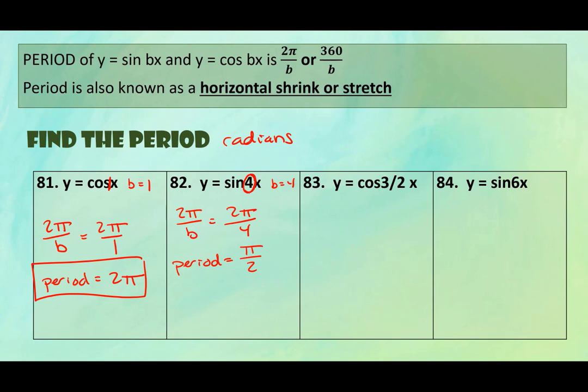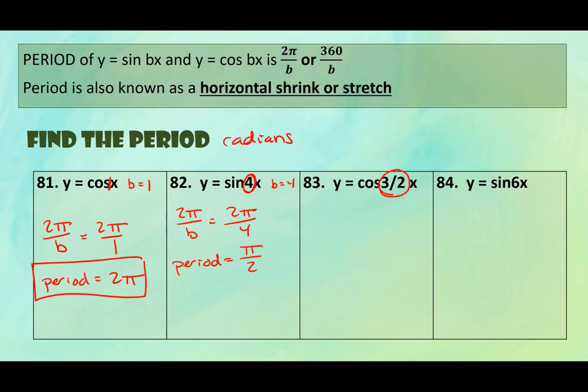Okay, because you see here, because b was 4 and that was greater than 1, we've actually gone from 2 pi to pi over 2. So we've actually shrunk our entire period, which you're going to see in the next couple of examples. Shouldn't get ahead of myself.